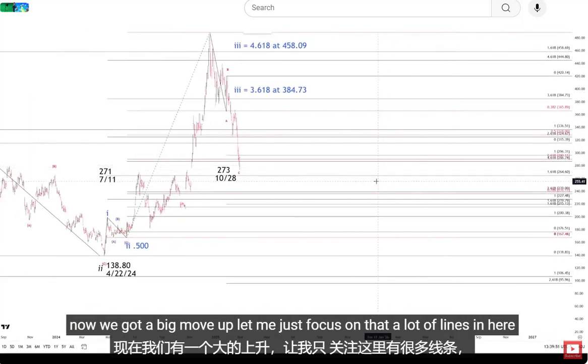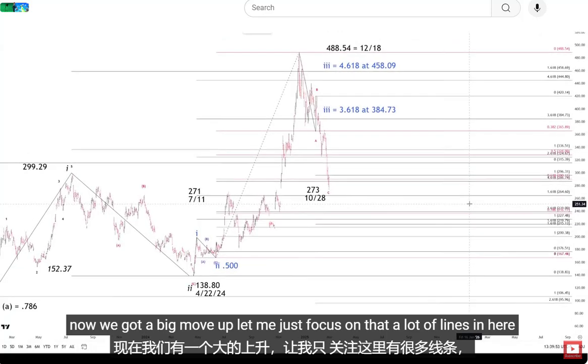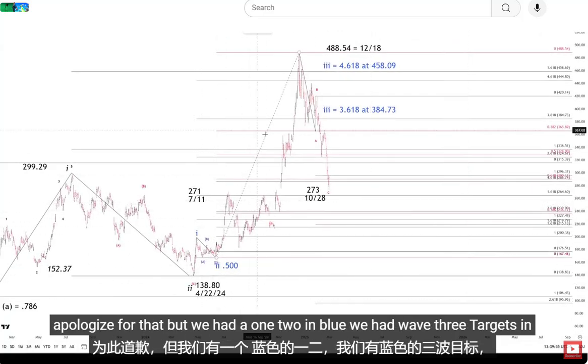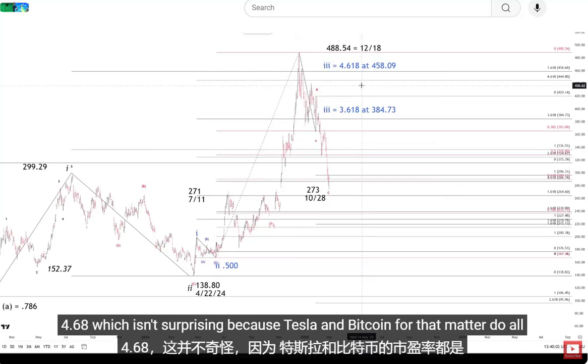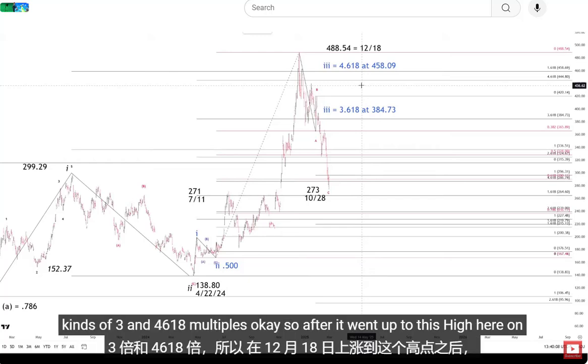Let me just focus on that. A lot of lines in here. Apologize for that. But we had a 1-2 in blue. We had wave 3 targets in blue. And unless we label this wrong, this went past the 4.618, which isn't surprising because Tesla and Bitcoin, for that matter, do all kinds of 3 and 4.618 multiples.